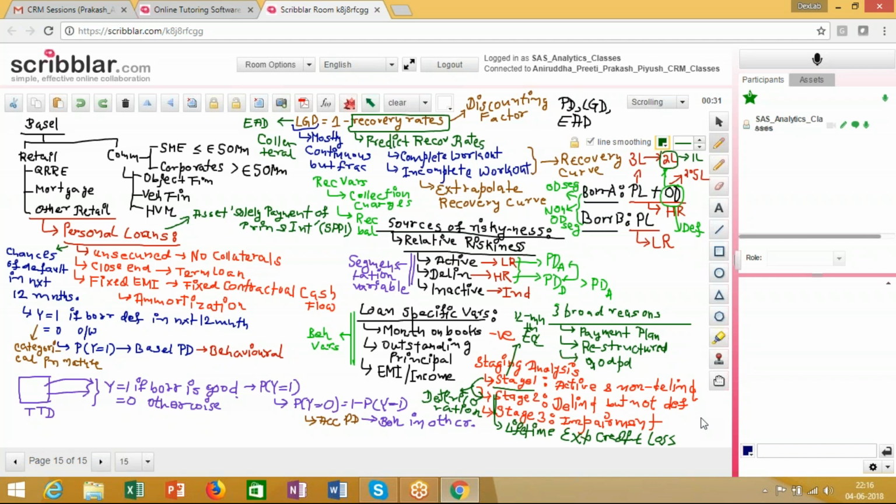As I was saying, there is a staging which is done, so borrowers are looked at from a more granular perspective this time. If your borrower is in stage one, that is, a non-delinquent and active borrower, then for those accounts we compute the next 12 months expected credit loss. On the other hand, for stage 2 and stage 3 under IFRS 9, there is a new lifetime expected credit loss measure coming in.